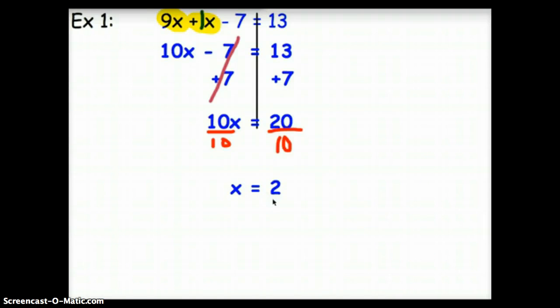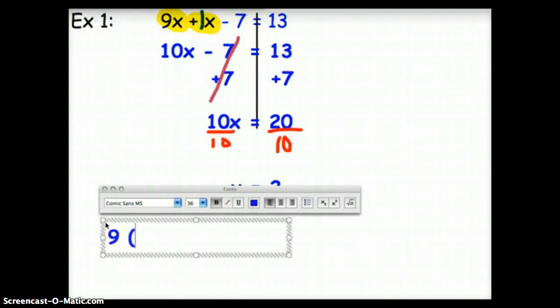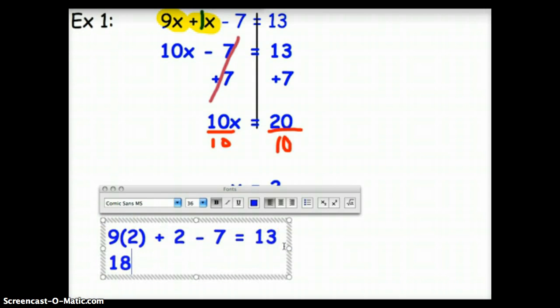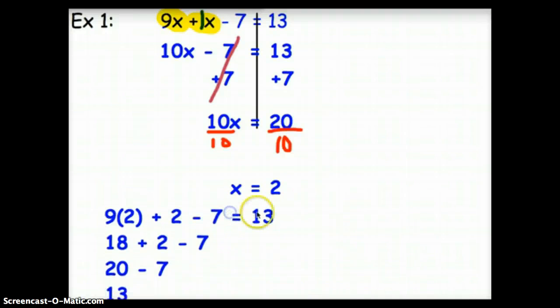Now, I'm not going to require you at this point to substitute this value back in, but I highly, highly recommend it. So if we do substitute it back in, that's 9 times 2 plus 2 minus 7. And if we've done this correctly, that should equal 13. So let's see, 9 times 2 is 18 plus 2 minus 7. 18 plus 2 is 20, and 20 minus 7 is in fact 13. So we have our equation equaling 13 on both sides. So that means we've done this problem correctly.